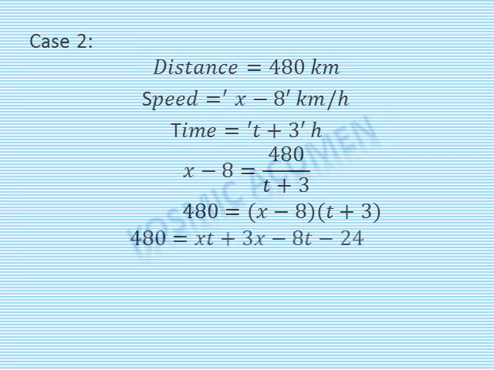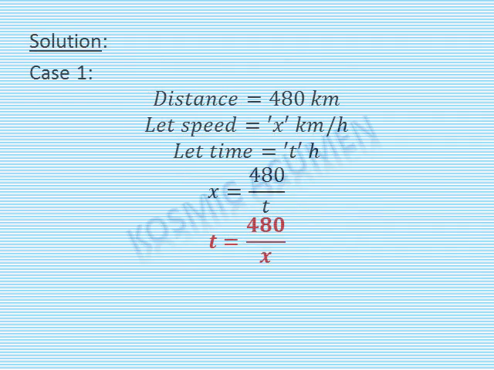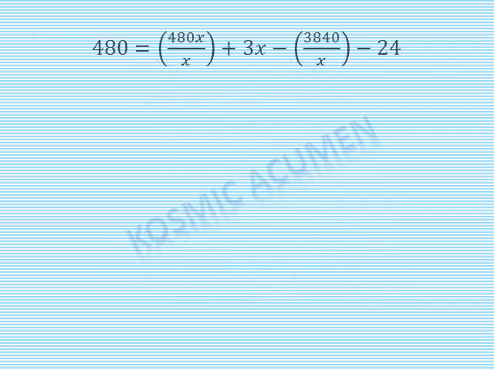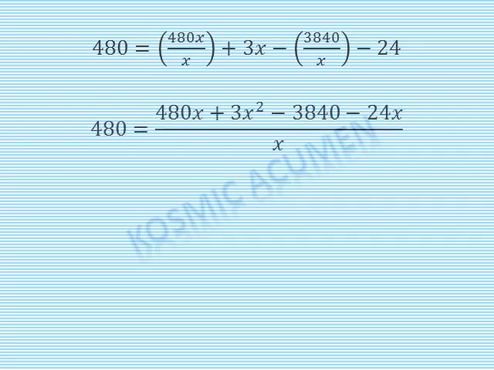Further we see that here the value of t can be substituted from case 1. From case 1 we have t's value equal to 480 upon x. So we'll be putting that value in this equation here and we get the equation as shown here. On further solving, we get 480 is equal to 480x upon x plus 3x minus 3840 upon x minus 24. Further we take the LCM on the RHS and we get 480 is equal to (480x plus 3x square minus 3840 minus 24x) upon x.